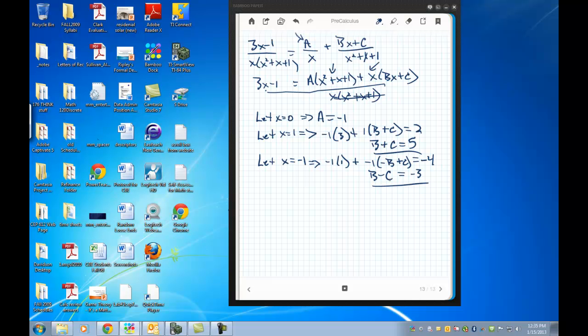Now look, 2 equations, 2 unknowns. Add them and watch what happens. C's cancel. Just a simple algebra 1 move. 2b equals 2. B equals 1. If b equals 1, then c equals 4. Isn't that pretty? Nothing to it. So I can rewrite this whole thing. I know that 3x minus 1 over x times x squared plus x plus 1 is equal to negative 1 over x plus x plus 4 over x squared plus x plus 1. I'm going to want you to write it out for me. That's the partial fraction decomposition.